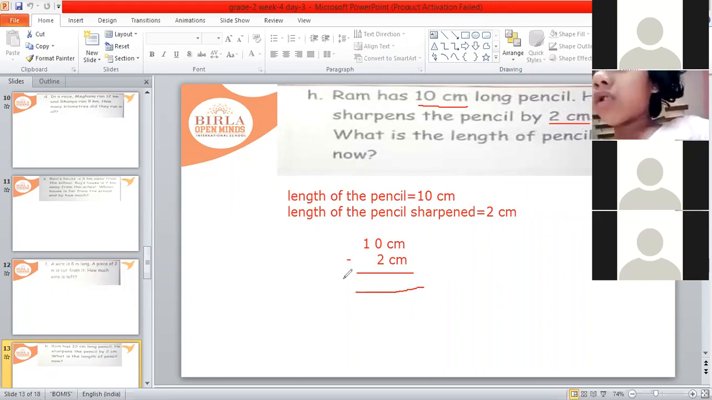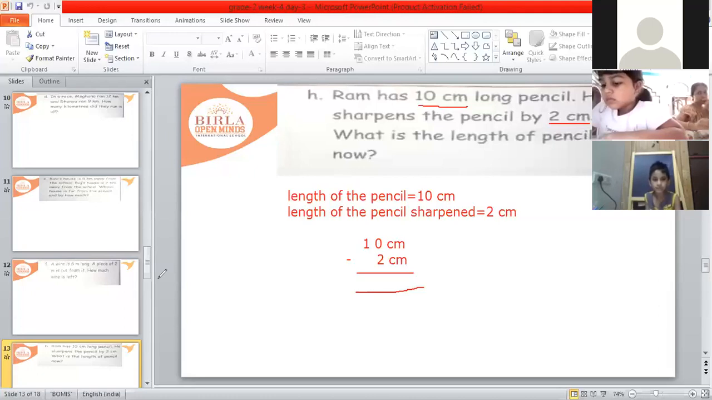Okay, done now. Now we have to subtract 2 from 10. Ganesh, you tell me, is it possible to take away 2 from 0? No. What we'll do? Borrow. So we will borrow 1 from this one. We will cut this one. This 1 will become 0, and this 0 will become 10. Very good.